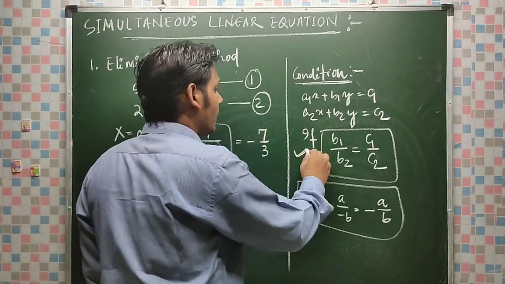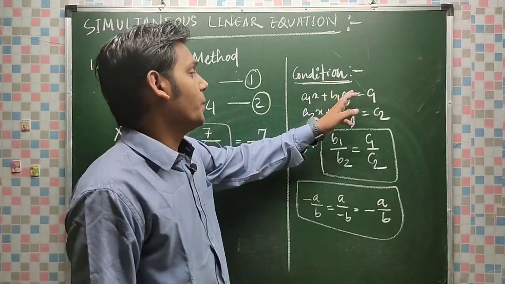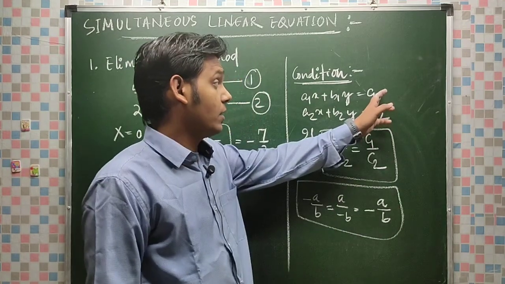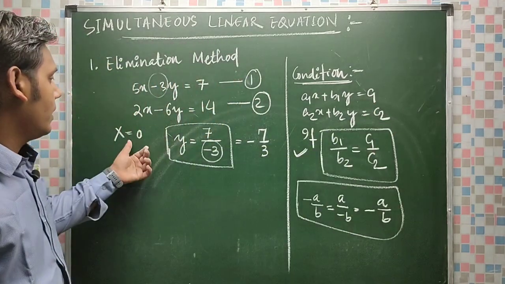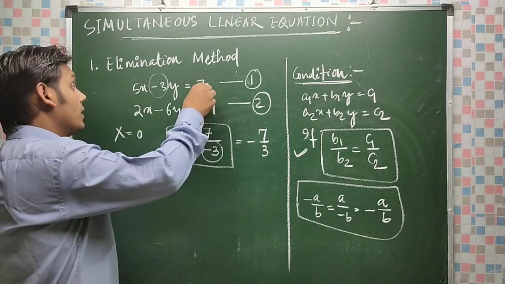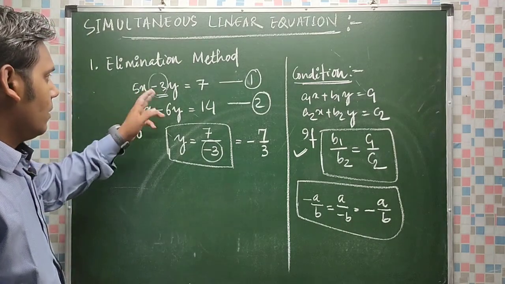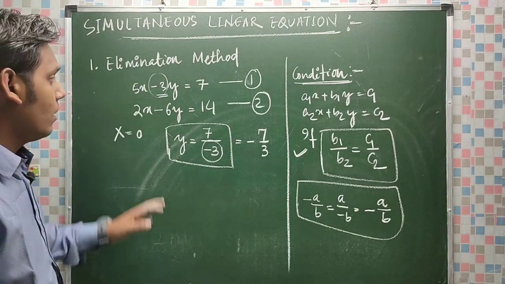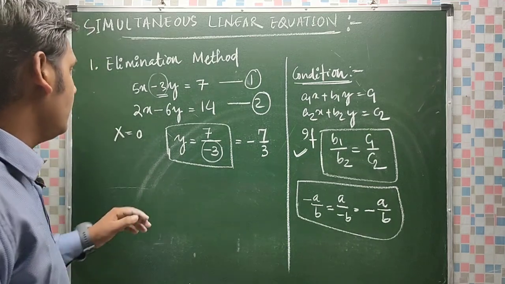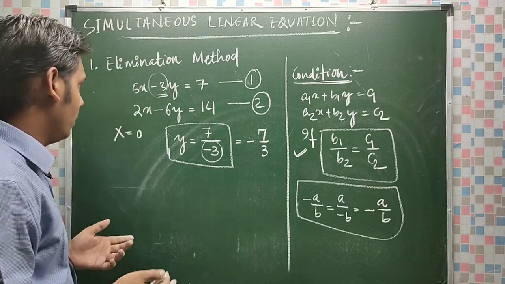So if the condition is like this, the ratio of the coefficients of y must be equal to the ratio of the constant terms, c1 and c2. Then directly you have to take x equal to 0 and y equal to the constant term divided by the coefficient of y. Thereafter you will get the value, and in this way you can get it easily. Otherwise, if we solve this also, we will get the same value.